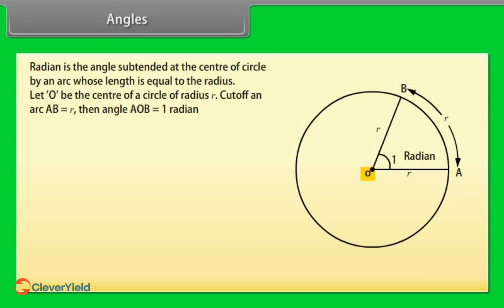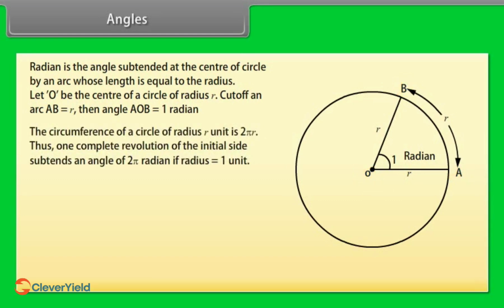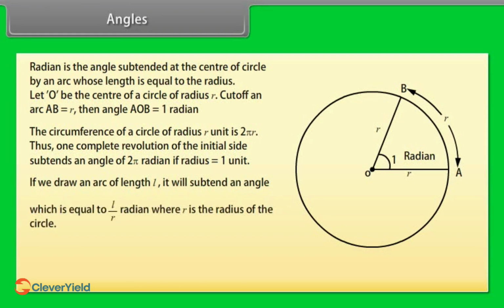Let O be the center of a circle of radius r. Cut off an arc AB equal to r. Then angle AOB is equal to 1 radian. The circumference of a circle of radius r unit is 2 pi r. Thus, one complete revolution of the initial side subtends an angle of 2 pi radian if radius is equal to 1 unit. If we draw an arc of length L, it will subtend an angle equal to L by r radian, where r is the radius of the circle. And we can write it as L is equal to r theta.